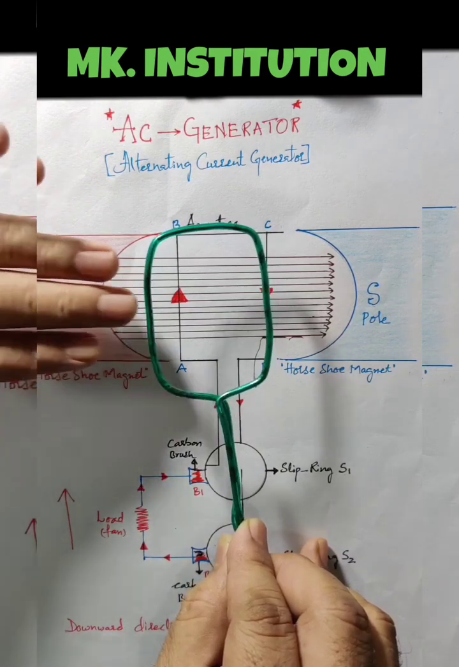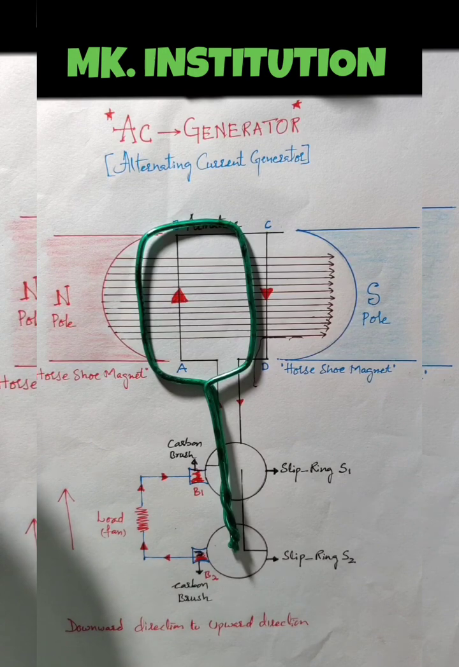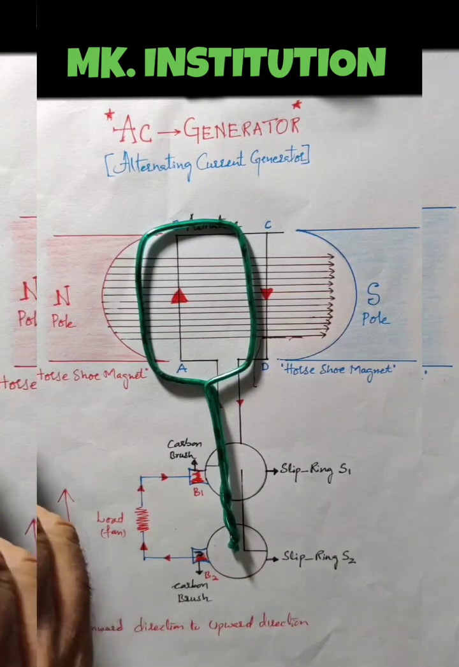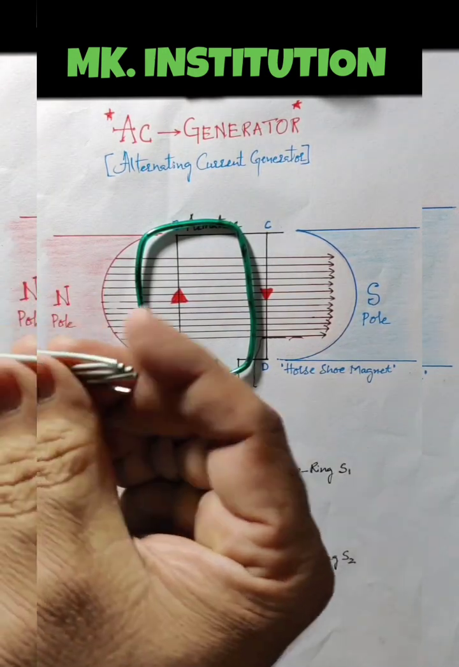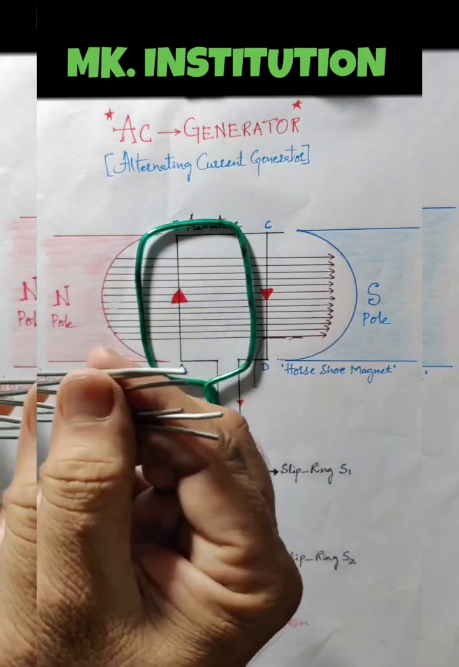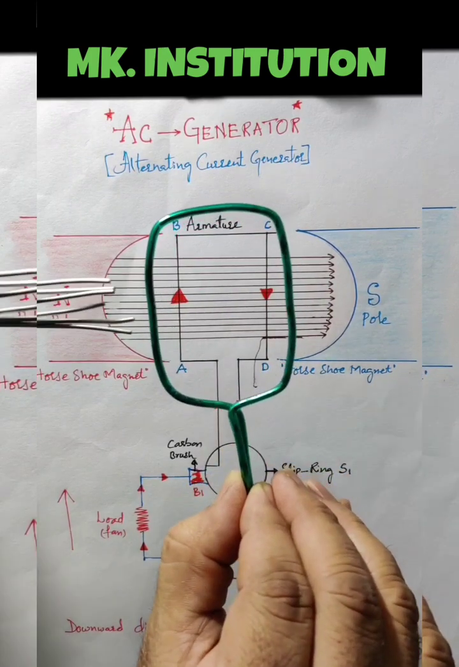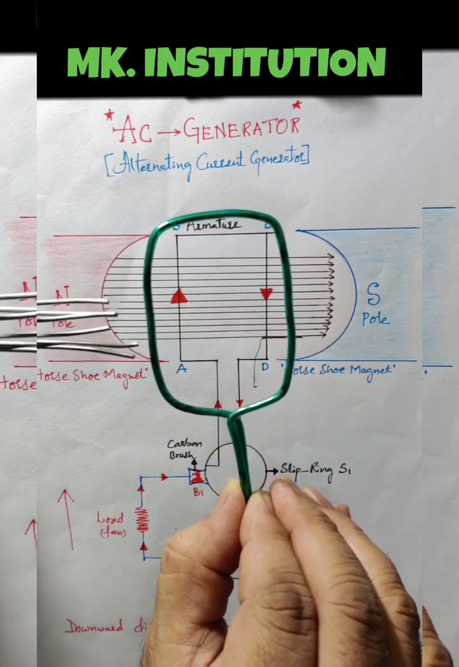All these fields are magnetic field lines, otherwise called flux. So imagine these are the magnetic field lines. In the beginning, this is the initial state, zero. All the lines come here, and it will be zero here.